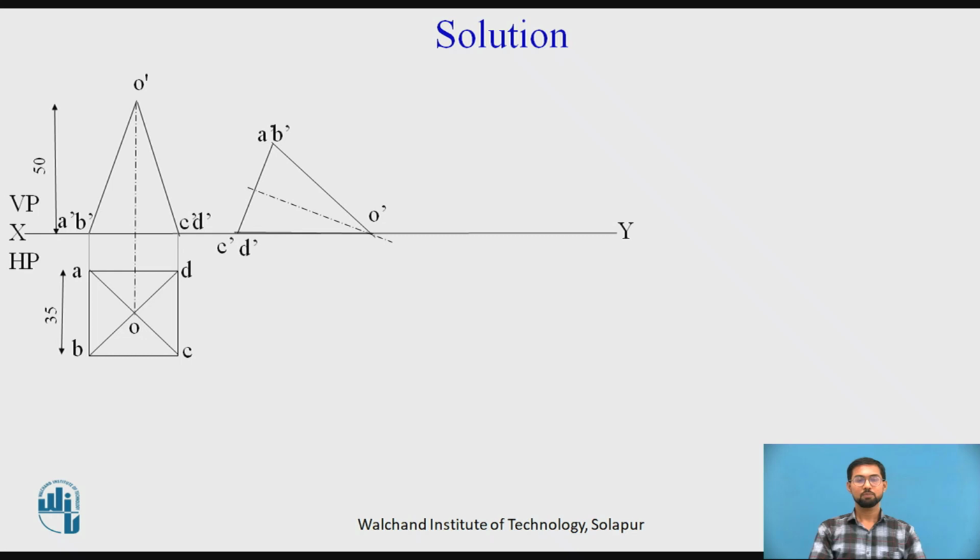Let's move ahead with the second stage, that is, a face. So O dash, C dash, D dash is a triangular face of the square pyramid.